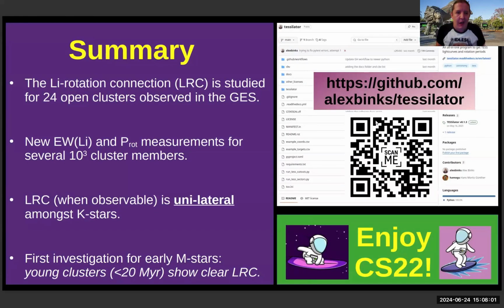So just to summarize, we've used the Gaia-ESO data to study the lithium rotation connection for several clusters. I've just highlighted some of the prime ones there. We have now rotation period measurements for just over 1,000 of these cluster members using TESS rotation periods. It seems that the lithium rotation connection is indeed unilateral amongst K stars when it's observable. And we seem to have found for the first time in the early M-type stars amongst the young clusters that there is also this lithium rotation connection that is matched to what we see in the K stars.